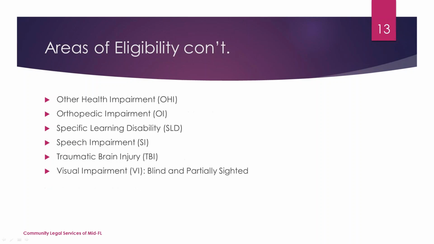Next. The other ones are other health impairment, and we'll talk about that a little specifically later. Orthopedic impairment. Specific learning disability, we'll touch on that in a minute. Speech impairment, traumatic brain injury, or visual impairment, and that is for students who are blind and partially sighted, but do not rise to the level of blindness. Next.